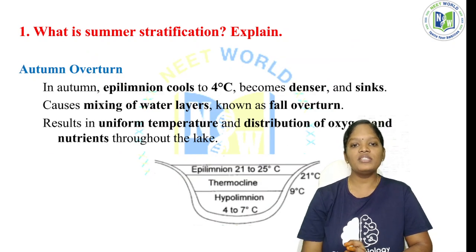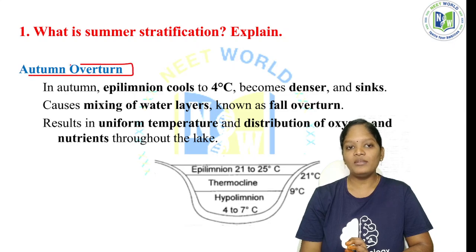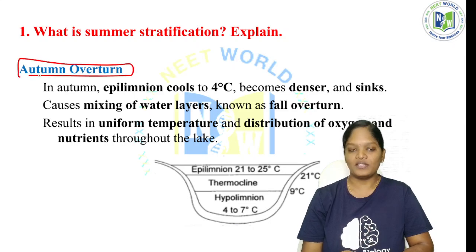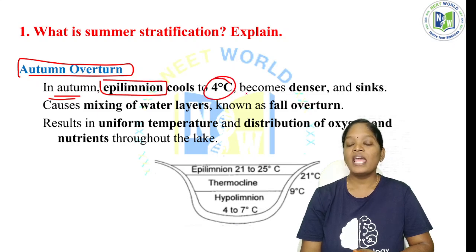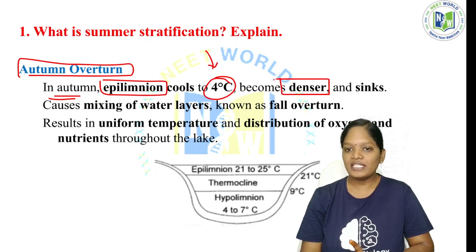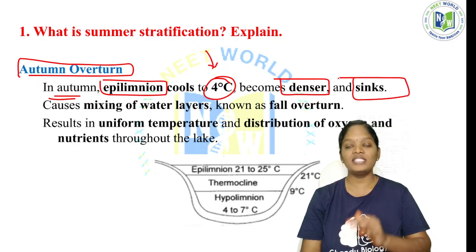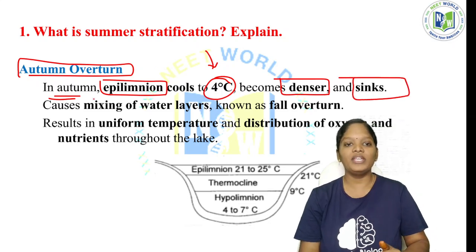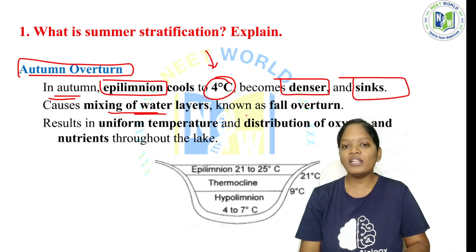Now comes the autumn overturn. So what is this autumn overturn? In the autumn season, the epilimnion cools to 4 degrees Celsius. As the temperature is decreasing, it becomes denser and it sinks, as there will be no sunlight. Now this results in the mixing of water layers. This is known as the fall overturn.